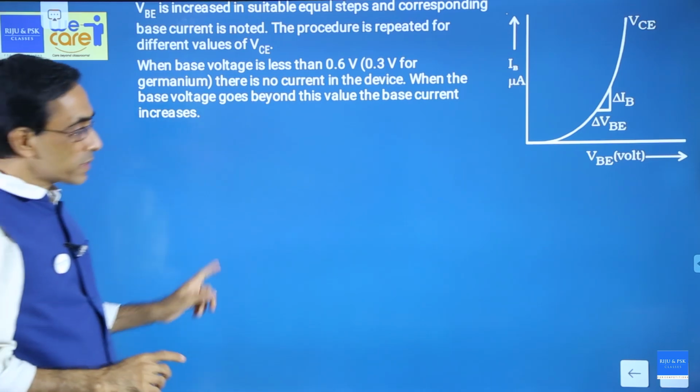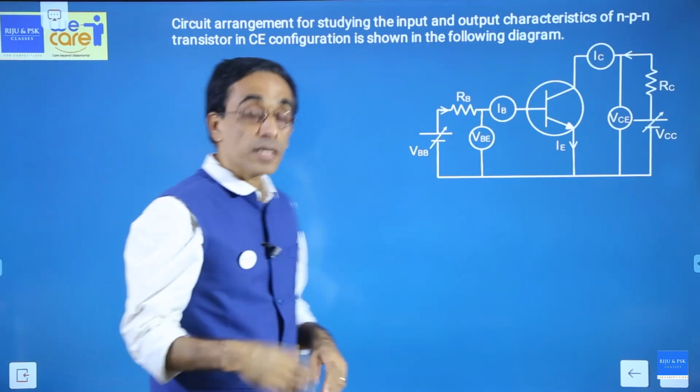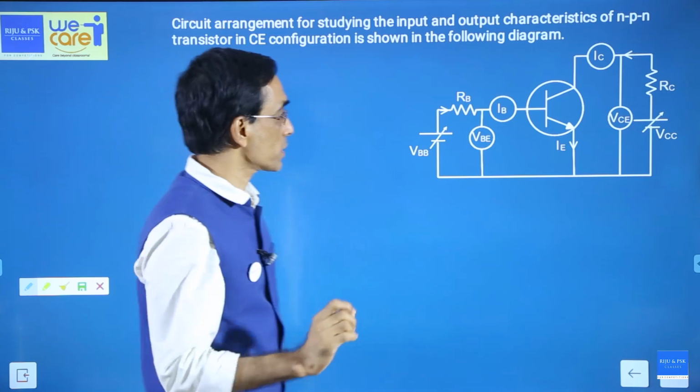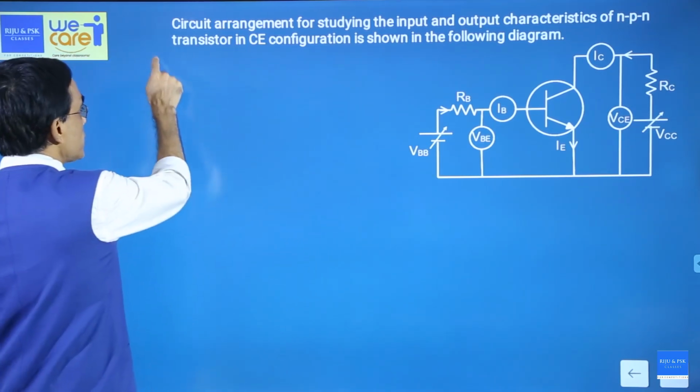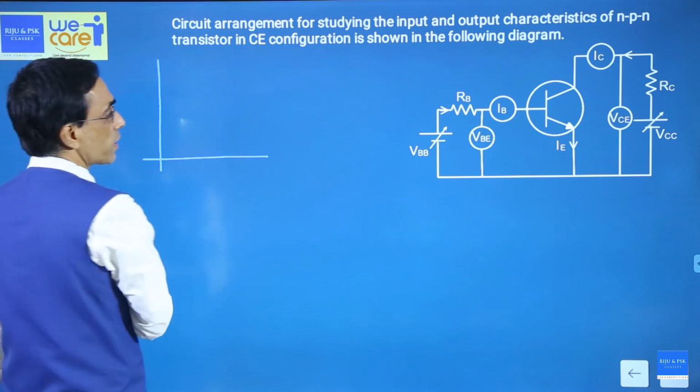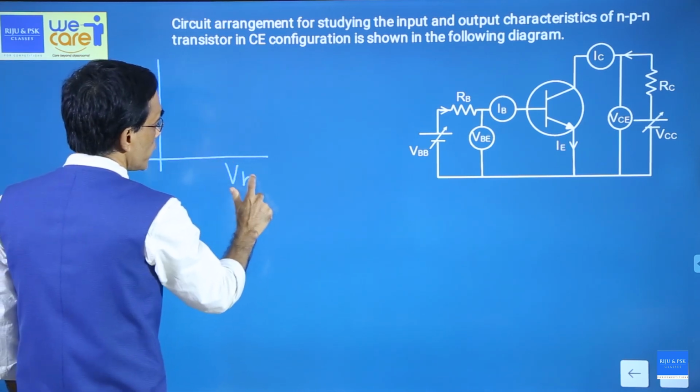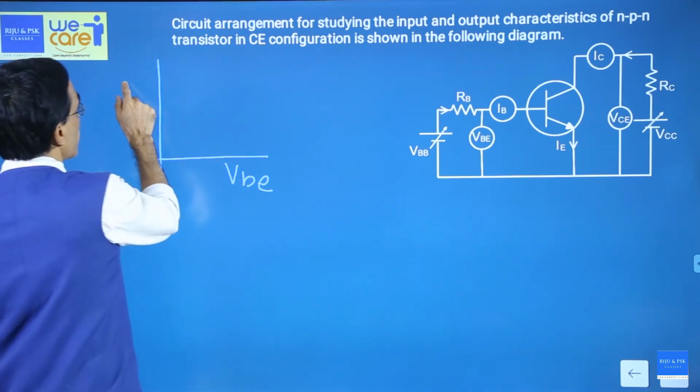Now we'll study the input characteristics in detail. So, how to draw input characteristics? First of all, what is the meaning of input characteristics? Listen carefully. Input characteristics means it is a graph between voltage and current. This voltage is called VBE and this current is called IB.